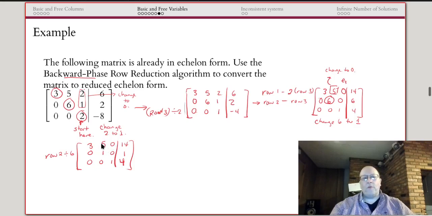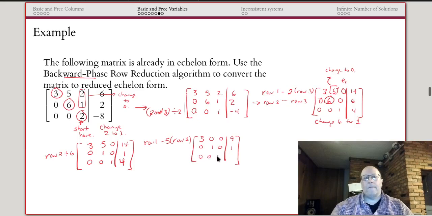Then for the top row, we have to subtract 5, so we'll take row 1 minus 5 times row 2. And that'll cancel out the 5. So 3 minus 0 is still 3. 5 minus 5 is 0. 0 minus 0 is 0. 14 minus 5 is 9. And now this column is our standard basis vector E2.